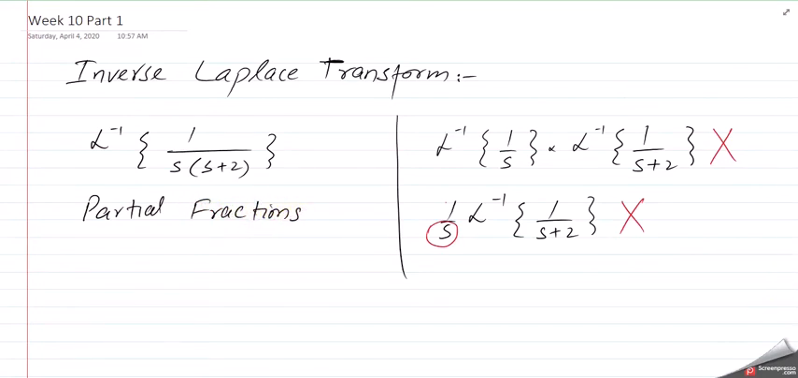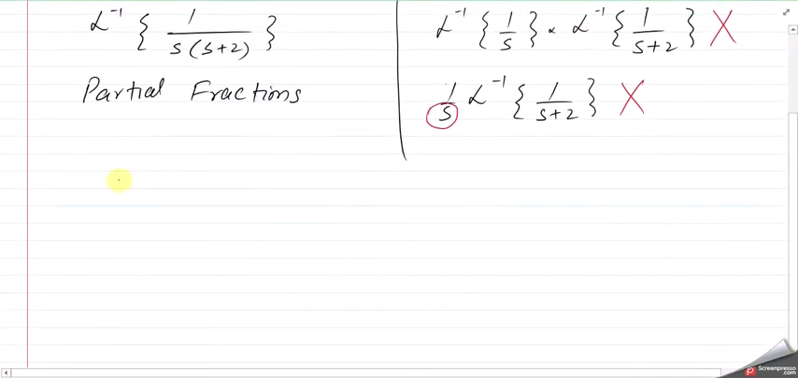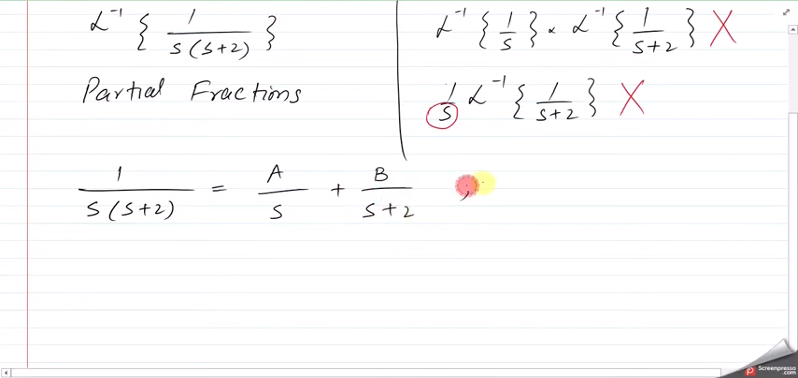There are four kinds of partial fractions. So let's list the partial fractions here. Let's say we have a function like 1 over s into s plus 2, like the one above. We write a over s plus b over s plus 2, because s and s plus 2 both are linear. So a over s and b over s plus 2.